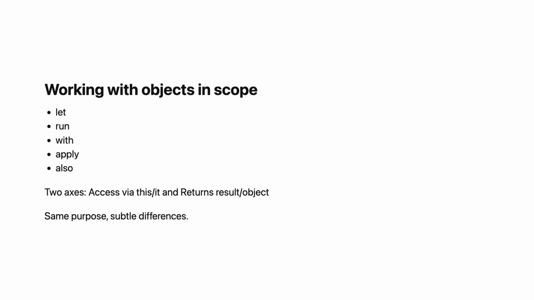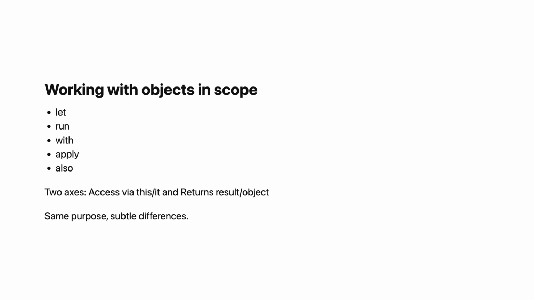Let passes the object as an argument to the lambda: val result = value.let { it.doSomething() }. Inside the lambda, access the object using it or a named parameter. Let returns the lambda result. Whatever the lambda evaluates to, that is what let returns.